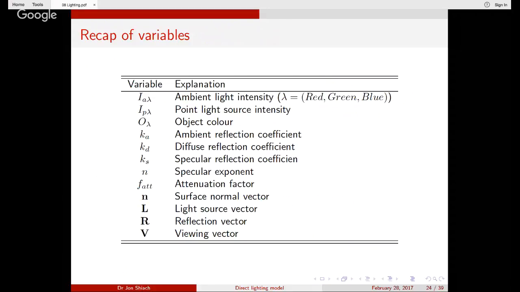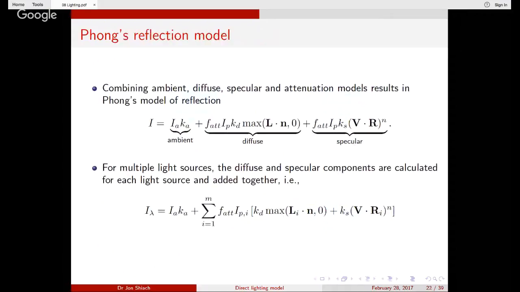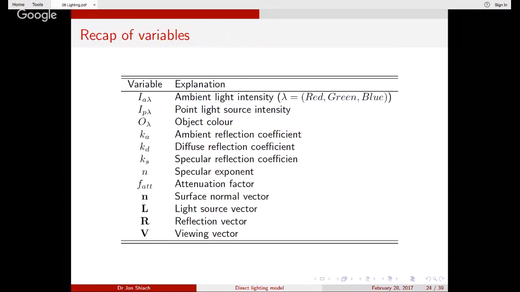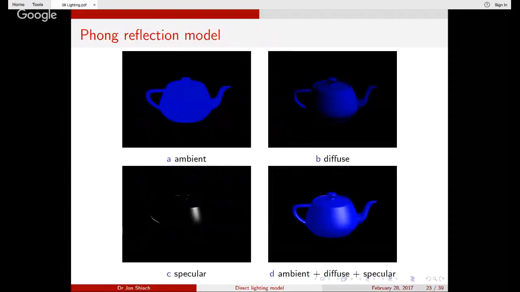Here I've got lambda. Lambda is just your red, green, or blue. So whereas you've got these equations, you'd have to do this for each of red, green, and blue, so you've got 3 for those 3 colours. O is your object colour. For example, I've got a blue teapot here: the ambient reflection gives you the blue colour. Diffuse and specular just give you the colour of the point light source.